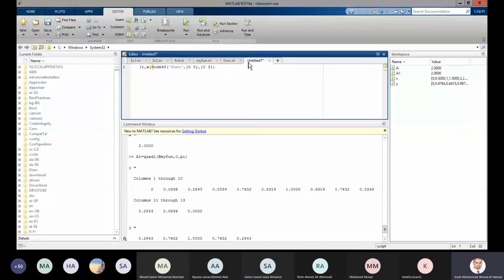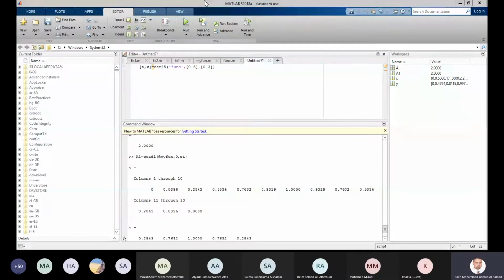Now we said that x of 0 equals 5. So the first one is x. I represent the initial conditions here: x of 0 equals 5 and x dot of 0 equals 3. Okay, so this is how you write or use the ODE45.